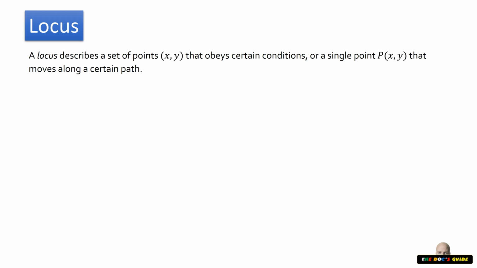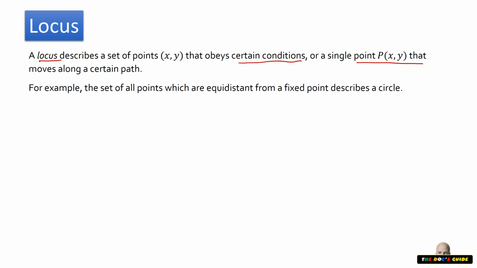So the first aspect of this that we look at is a 2-unit topic called locus. And a locus is a description of a set of points that obey a certain condition. Or it's the pathway that a single point P(x, y) follows as it carries out that condition.